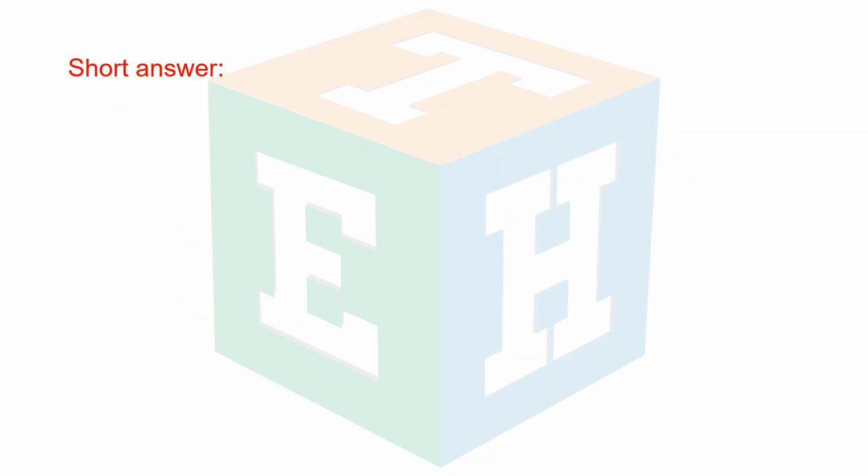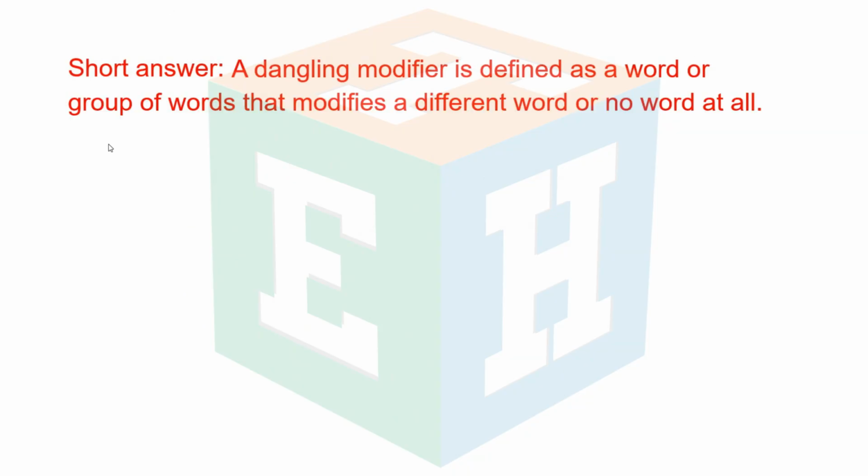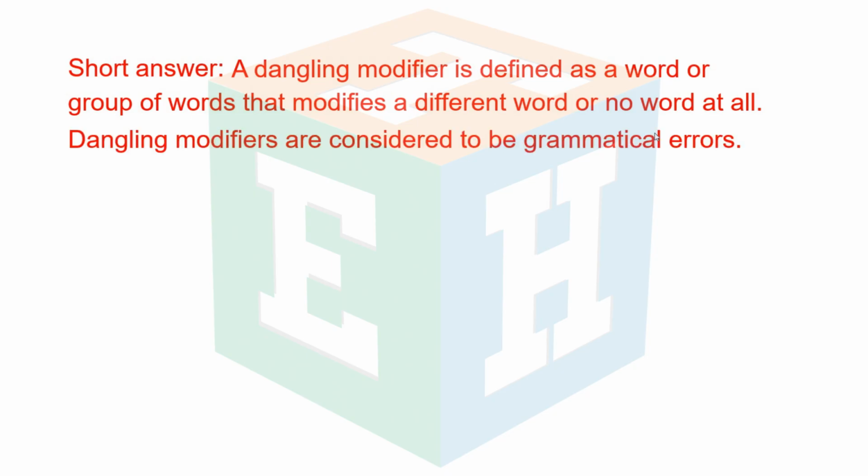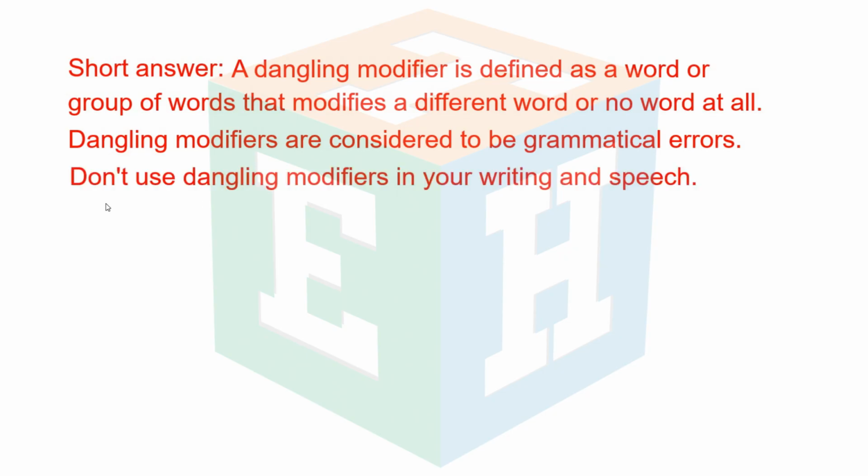Short answer: a dangling modifier is defined as a word or group of words that modifies a different word or no word at all. Dangling modifiers are considered to be grammatical errors. Don't use dangling modifiers in your writing and speech.